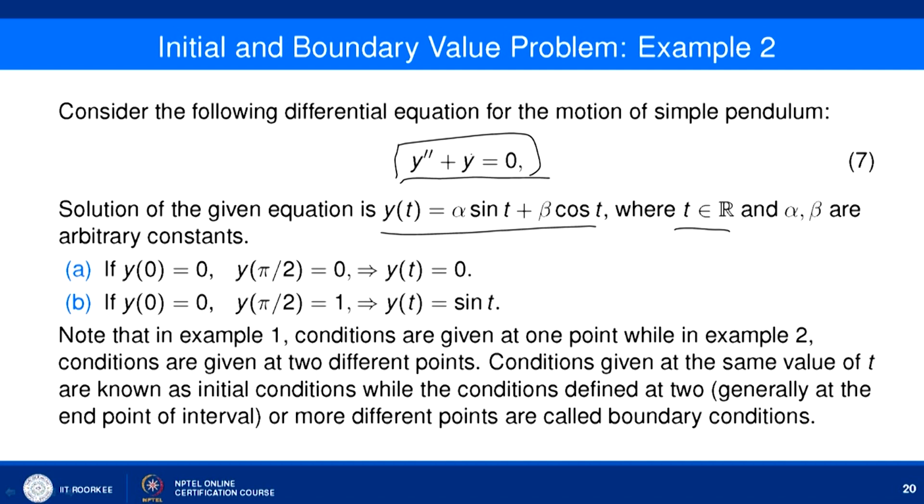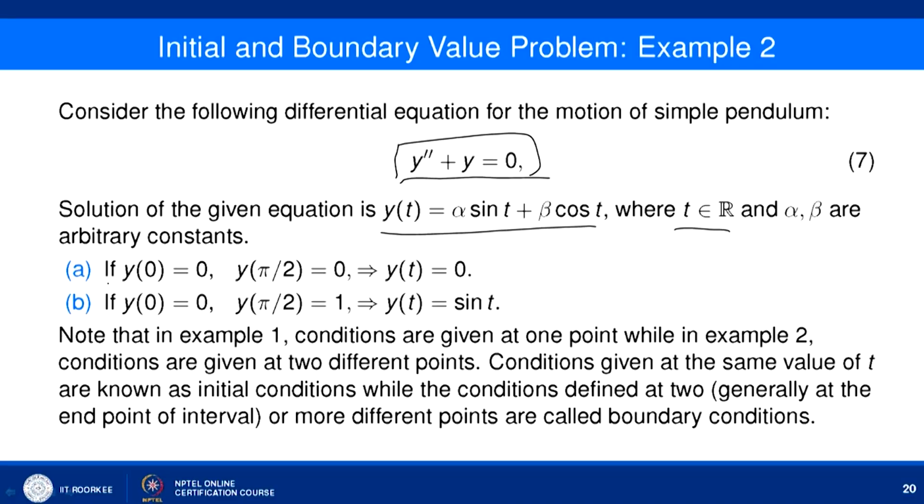Since it is a second order differential equation, we need two conditions. So if we consider the following two cases: first, if y(0) is 0 and y(pi by 2) is equal to 0, we can check that y(t) comes out to be 0. And if y(0) is equal to 0 and y(pi by 2) is equal to 1, then the solution comes out to be y(t) equal to sin t. This you can easily check.